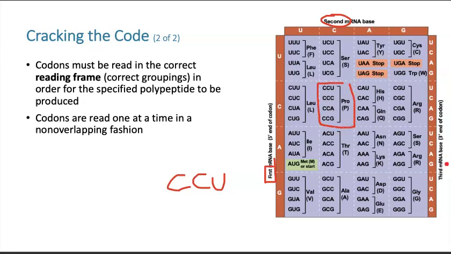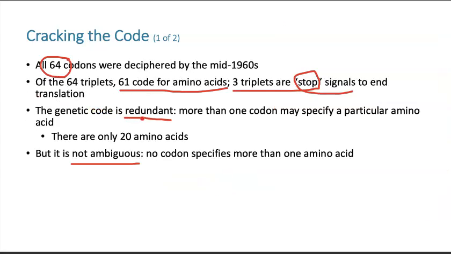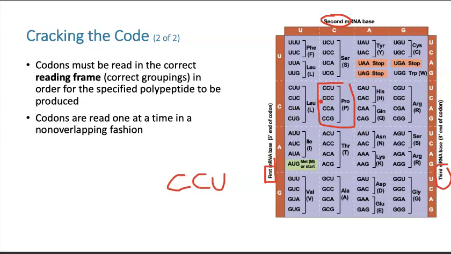And if you really want to be very precise about this, you can see that the third letter here, U, is the top one. So there it is. Or at this point, I usually just scan around and see if I can find that CCU. So CCU codes for proline. So does CCC. So does CCA and CCG. All of those codons code for the same amino acid. That's what we mean when we say that the genetic code is redundant. But it's not ambiguous, because anytime you have a CCU, it will code for proline.